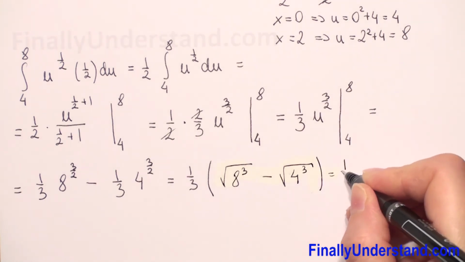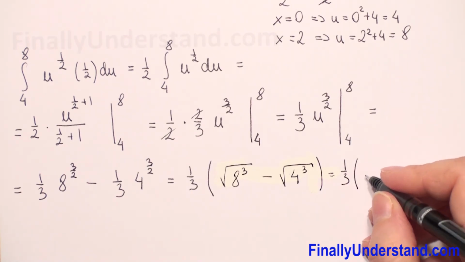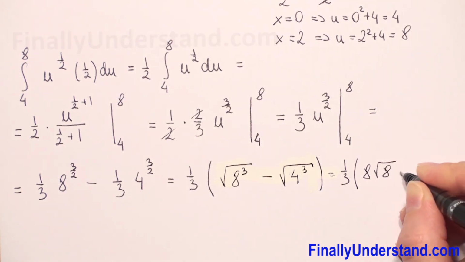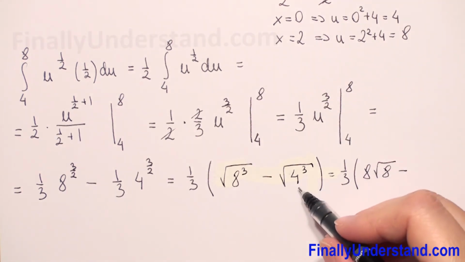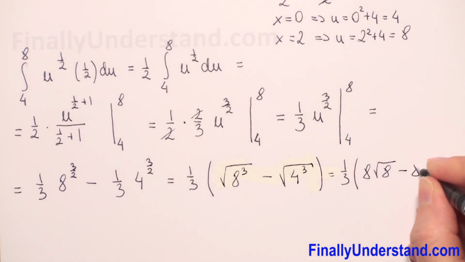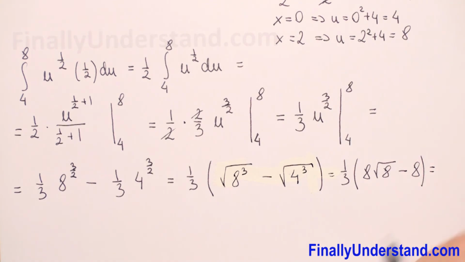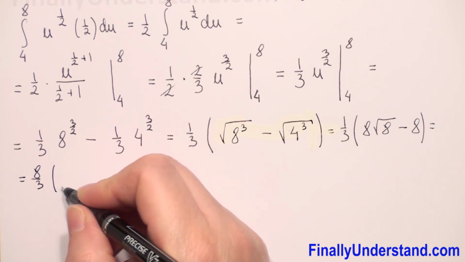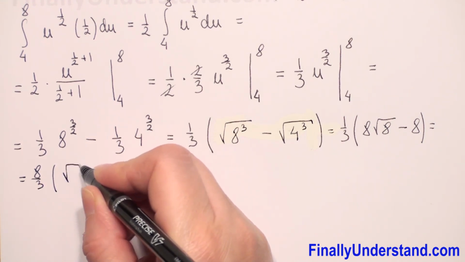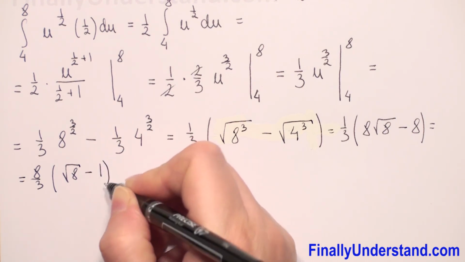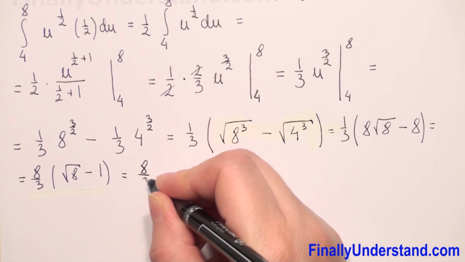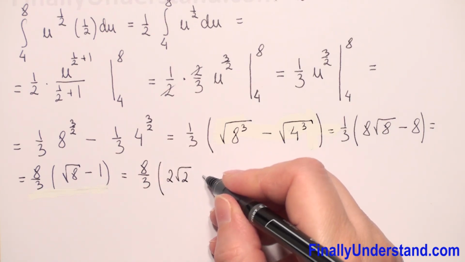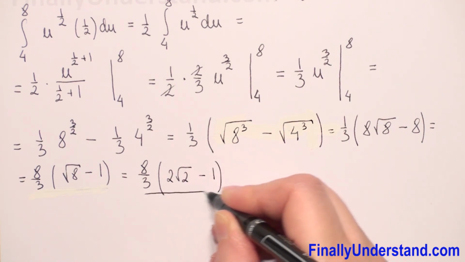So this is equal 1/3, and in parentheses we will have 8 times square root of 8 minus square root of 64 is 8. So we can factorize 8 also, so it will be 8 over 3, and in parentheses we will have square root of 8 minus 1. This is equal, we can rewrite this one more time, square root of 8 is 2 square root of 2, and we have minus 1. This is my solution.